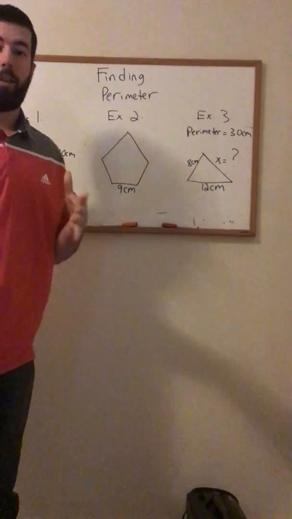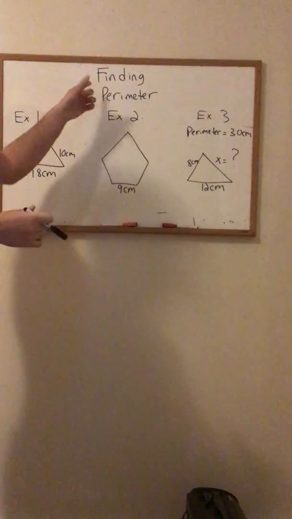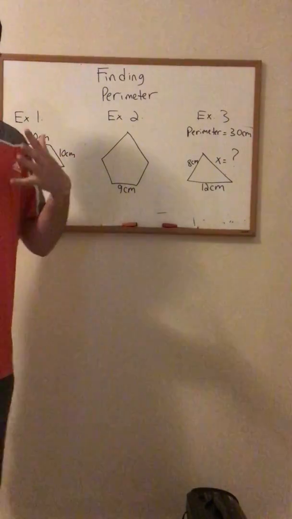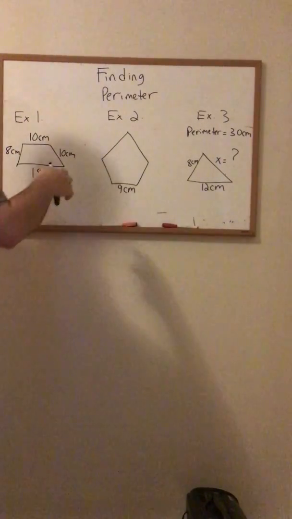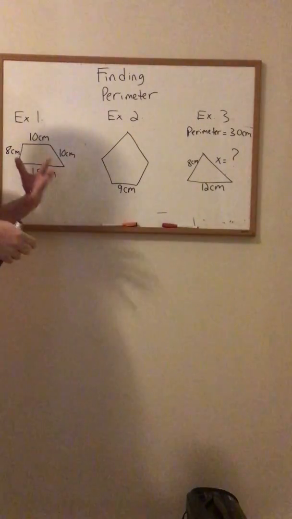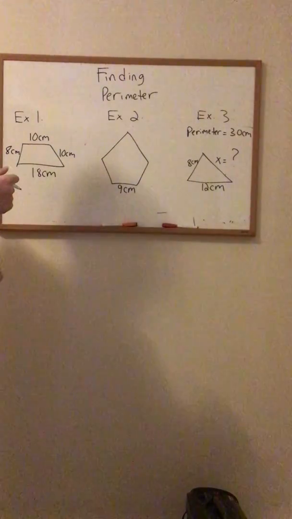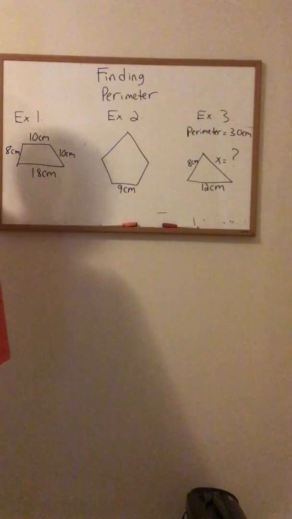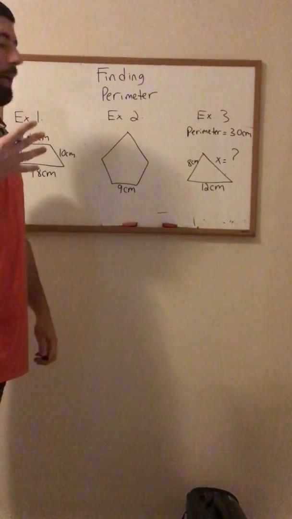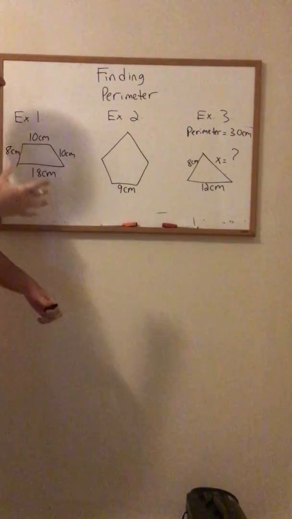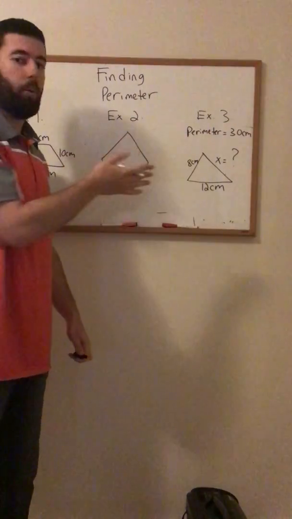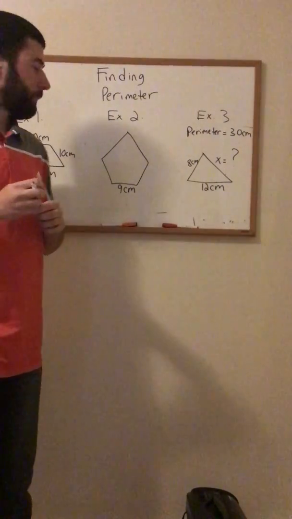Okay, so now Mr. Ardell is going to teach you how to find perimeter. So we talked about last time that perimeter is the distance around a polygon, a shape, or a figure. So in order to find the total amount of centimeters in a shape, there's going to be 3 different examples of what a question might ask you.